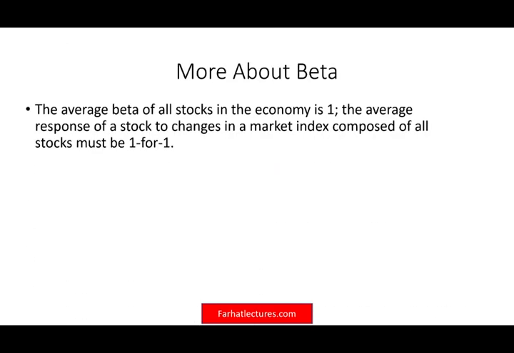So let's talk a little bit more about beta. The average beta of all stocks in the economy is 1. If all the stocks are combined together and we compute a beta, they cancel each other out. The average response of the stock to changes in the market index composed of all the stocks is one-to-one if we combine everything. So the beta of the market index is by definition 1. What does that mean? When you compute your beta, you compare it to 1. If your beta is 1, your stock works perfectly with the market.